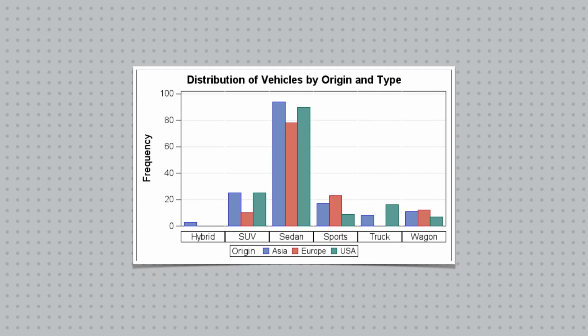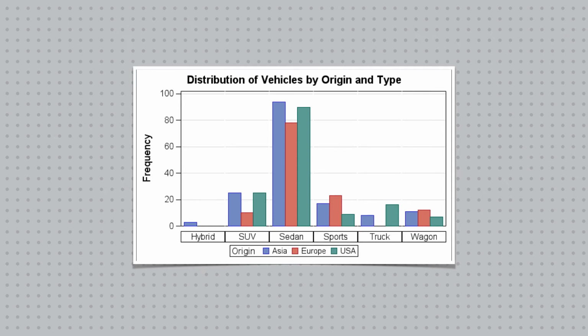What we don't want to do is discuss why we think sedans are the most popular, or why SUVs from Asia are more popular than SUVs from Europe. We don't want to talk about that because we don't know. We can make guesses, but they would only be guesses. The information is not in the chart. The chart doesn't tell us why sedans are more popular than other kinds of cars. So we shouldn't talk about that.